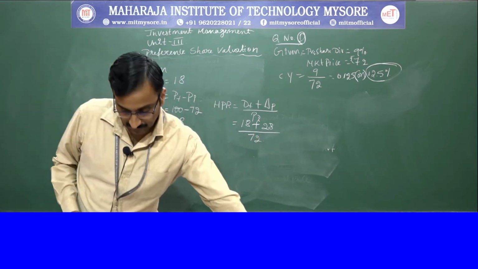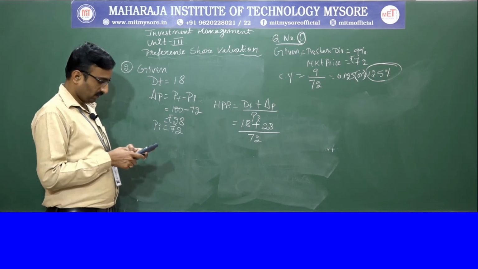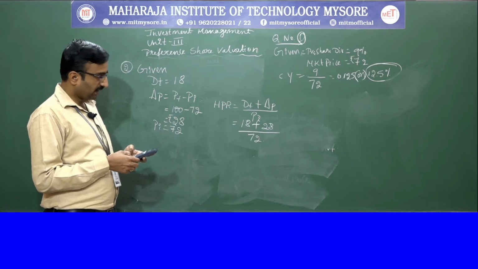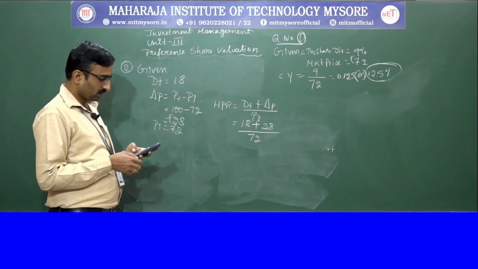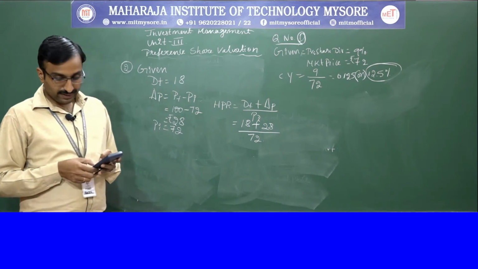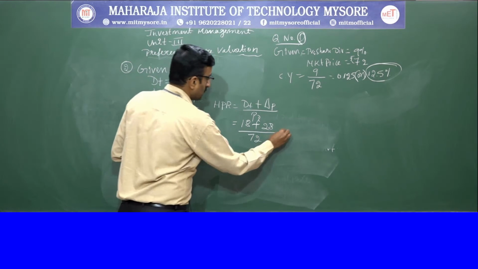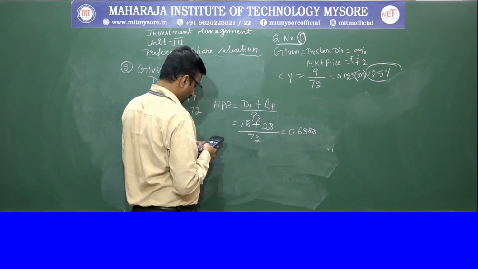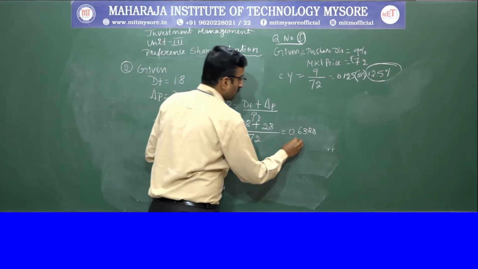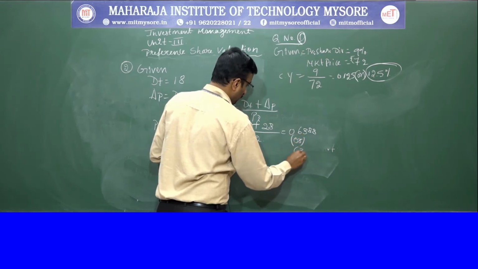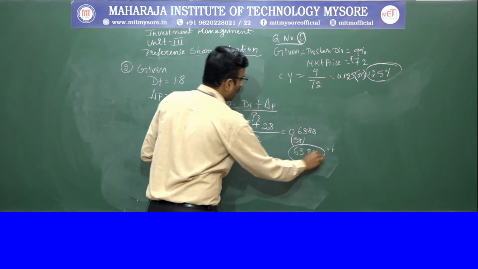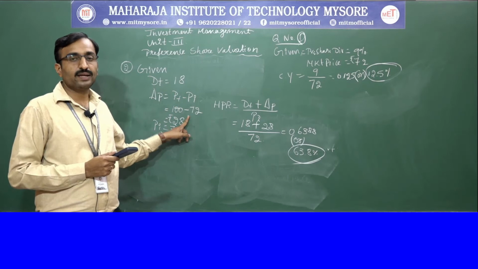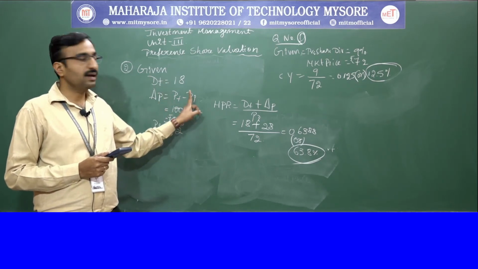Calculate. 18 plus 28 is 46 divided by 72. You will get 0.6388 or 63.8%. The holding period return is 63.8%. This is how we calculate the holding period return, by taking into consideration Pt, Pi and Dt.